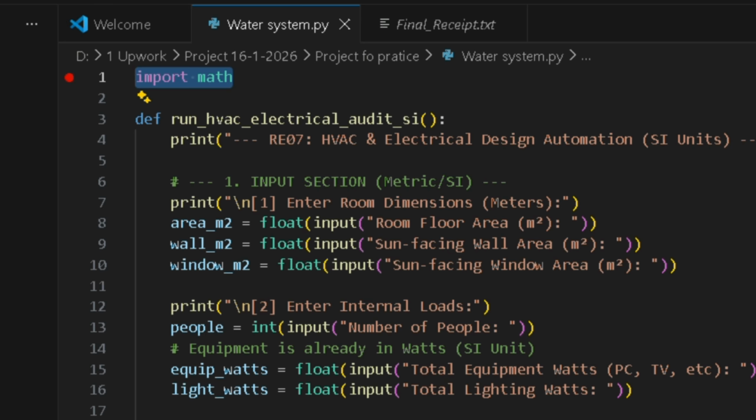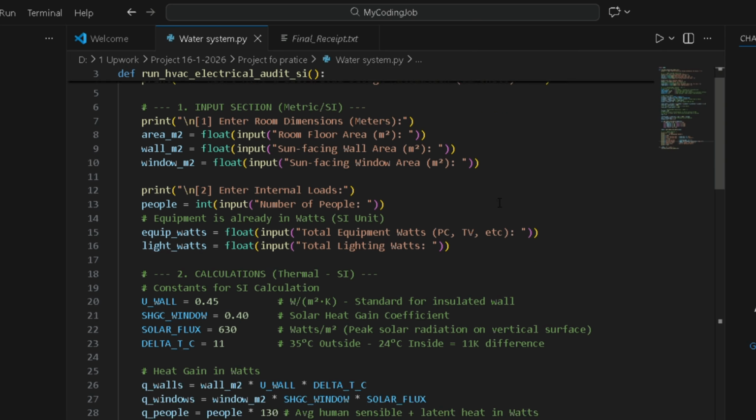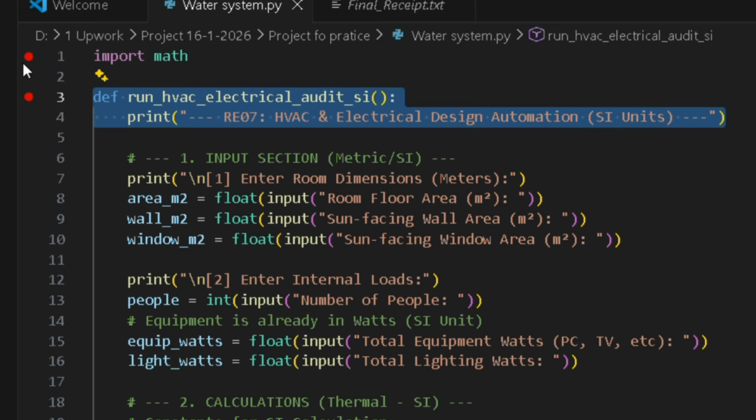def run_HVAC_electrical_audit_psi. A function allows us to group all HVAC and electrical calculations into a single reusable block. This makes the program organized, readable, and easy to expand later. For example, in future lessons, we could add weather API data or advanced building materials without rewriting the entire program. Immediately after defining the function, we display a header message: print, RE07, HVAC and Electrical Design Automation, SI units. This provides a professional interface and tells the user that the program operates in SI metric units.